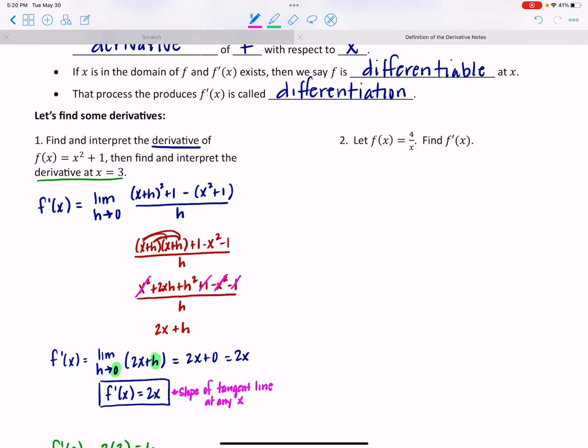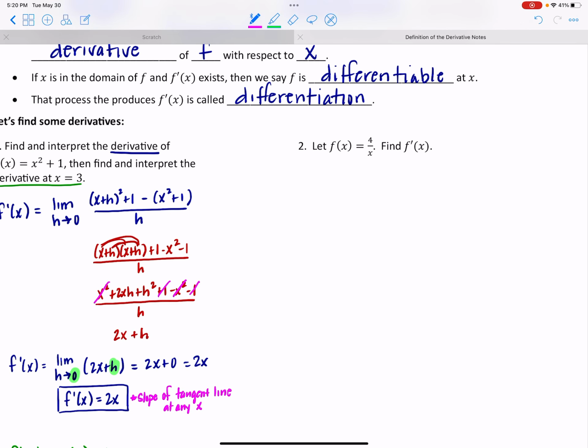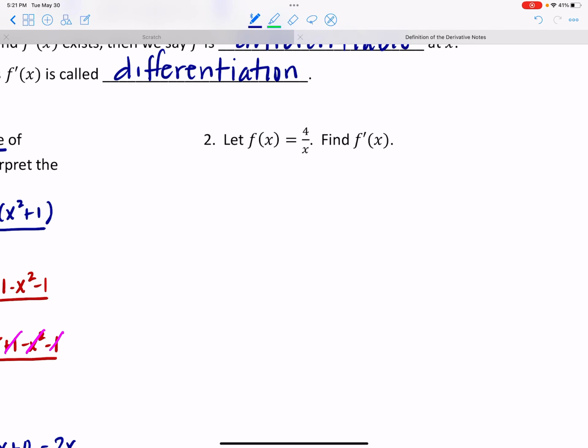Okay, so next one. A little more straightforward, just let f of x be 4 over x, find f prime of x. So we have a function, we're asked to find its derivative, let's do it. Okay, we know that when we're finding the derivative, f prime of x, we are looking for the limit as h approaches 0 of the difference quotient. So f of x plus h, that's going to be 4 over, instead of x plus h, minus f of x, the function itself, which is just 4 over x, divided by h.